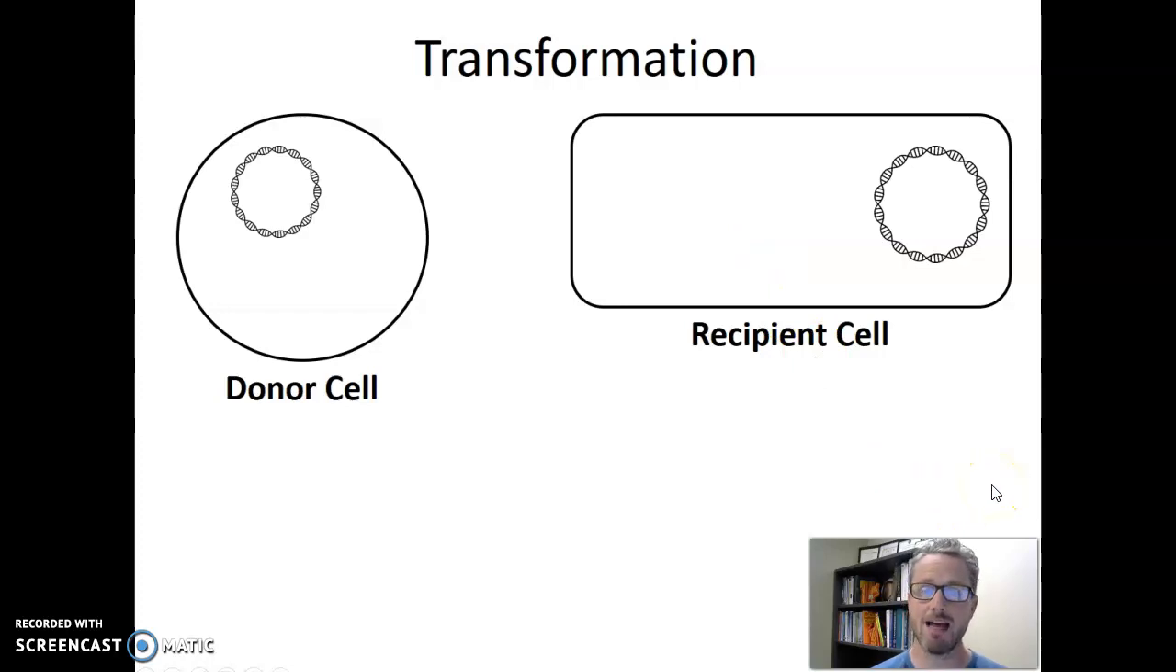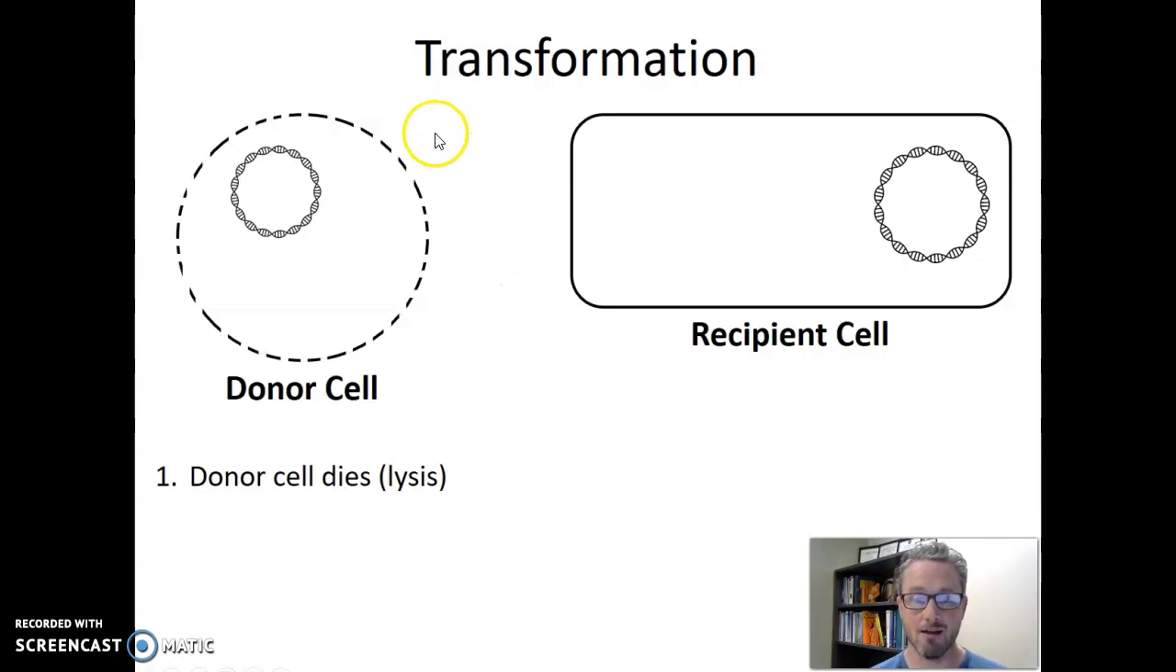The question becomes, how? So the first thing that happens for transformation to occur is that this donor cell has to die. And when bacterial cells die, they undergo lysis. Basically, that means they fall apart, right? They pop. So the contents of the cell are released out into the world. So that's the next step.